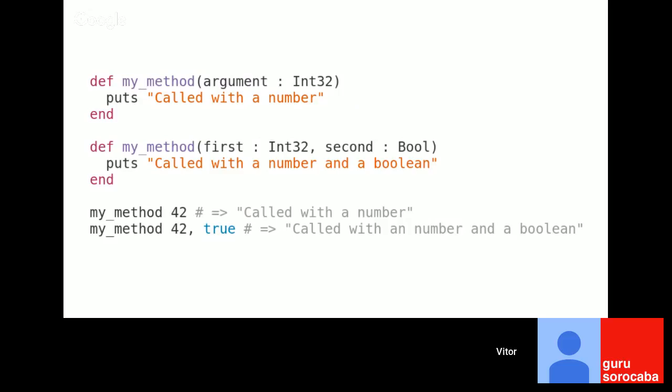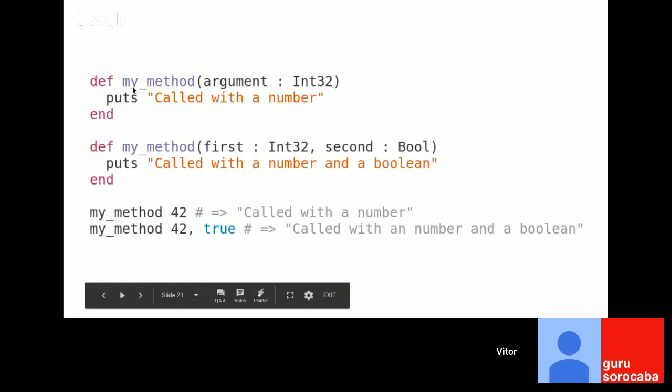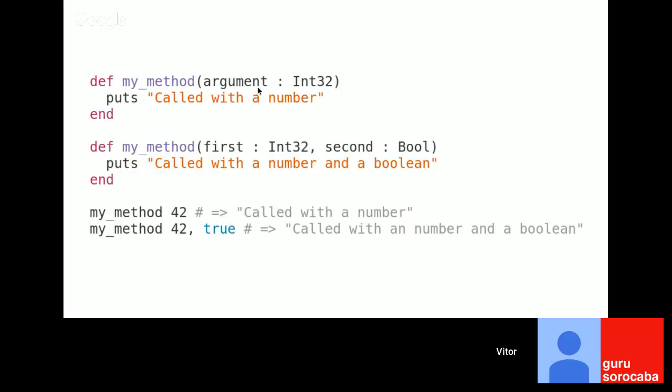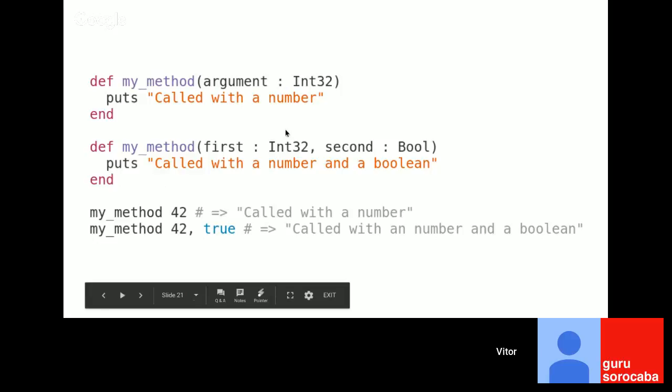And this also works for the number of arguments. So in this case, both methods receive the first parameter, an integer, but the second one receives a second argument that is a Boolean. So if you call it just with an integer, it will call the first one. If you call it with an integer and a Boolean, it will call this one. So it is not just the type of the variable. The number of arguments is also taken into account when creating this.